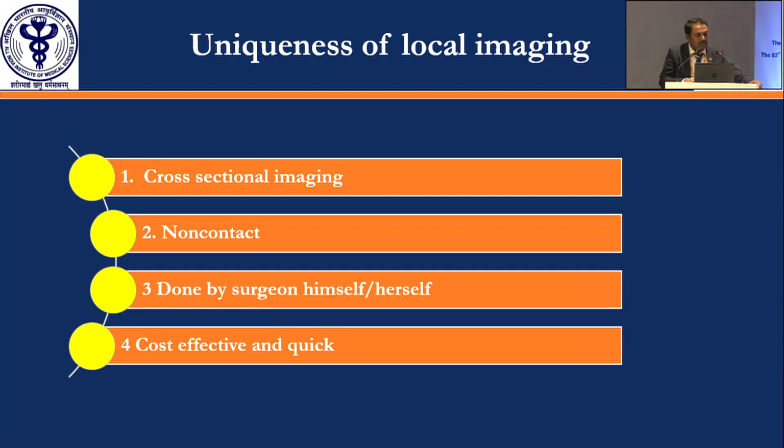The uniqueness of these local imaging modalities is that they are cross-sectional imaging, and AIOS2025 is a non-contact one, while UBM is a contact one. In UBM you are going to get only one scan. By using AIOS2025 you can get 10 or even 15 scans depending on how you set up the data. And this imaging can be done by the surgeon himself or herself, and it is cost effective. Unlike CT scan or MRI, it is very quick.